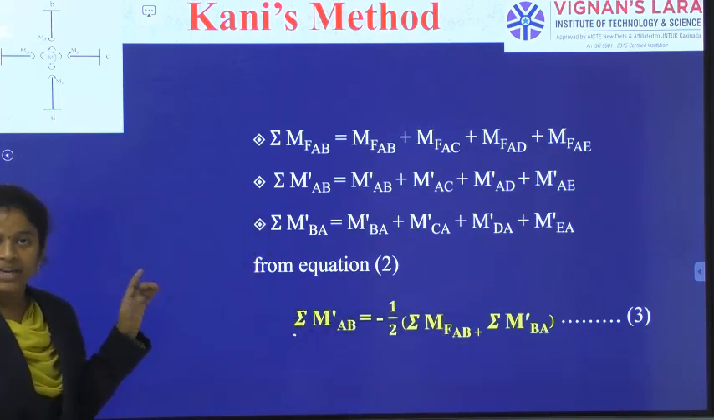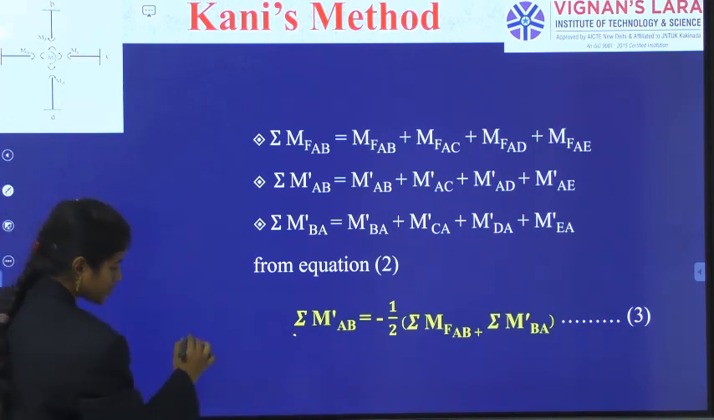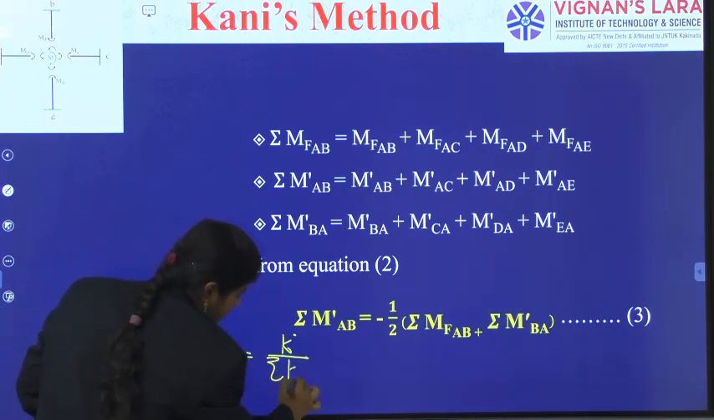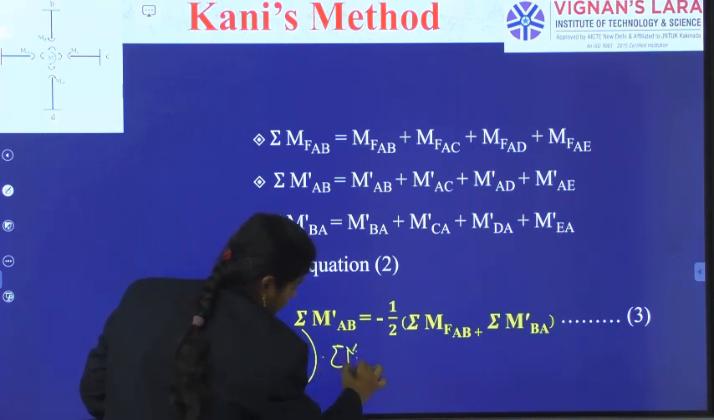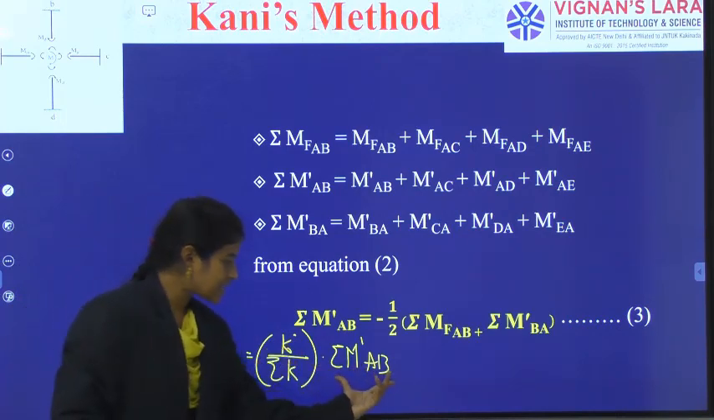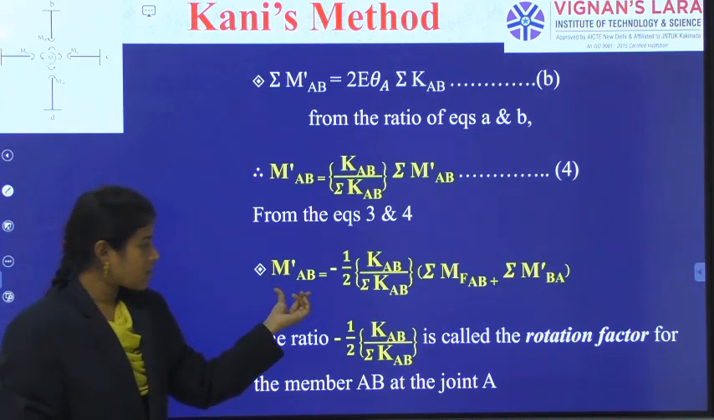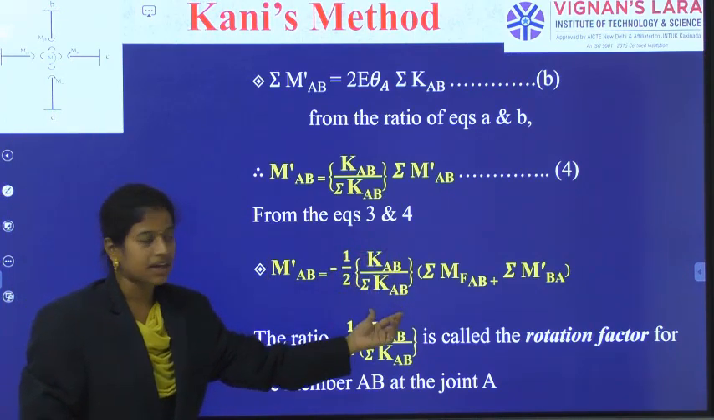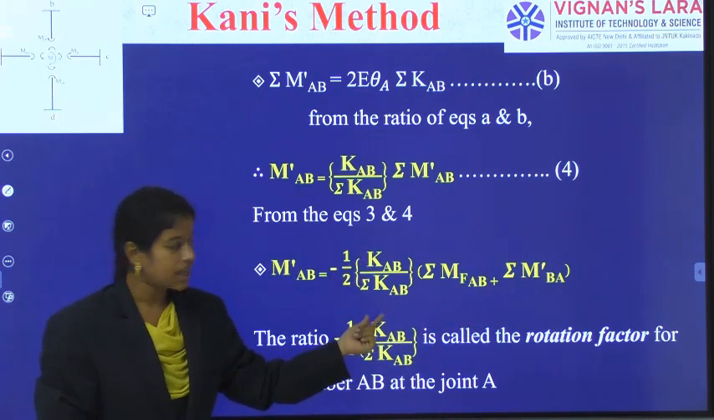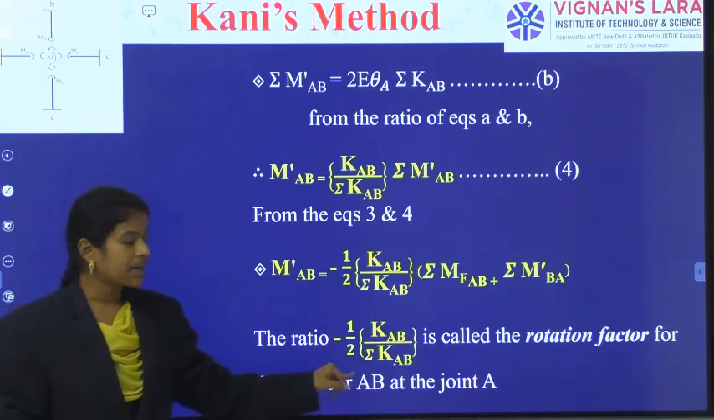Now M dash AB is equal to the ratio of K by sigma K into sigma M dash AB, right? So this term as it is I am having, and this M dash AB I am replacing here from this, and now after that we have got M dash AB is equal to minus half times KAB by sigma KAB and sigma MFAB plus sigma M dash BA. The ratio minus half KAB by sigma KAB is called the rotation factor for the member AB at the joint.